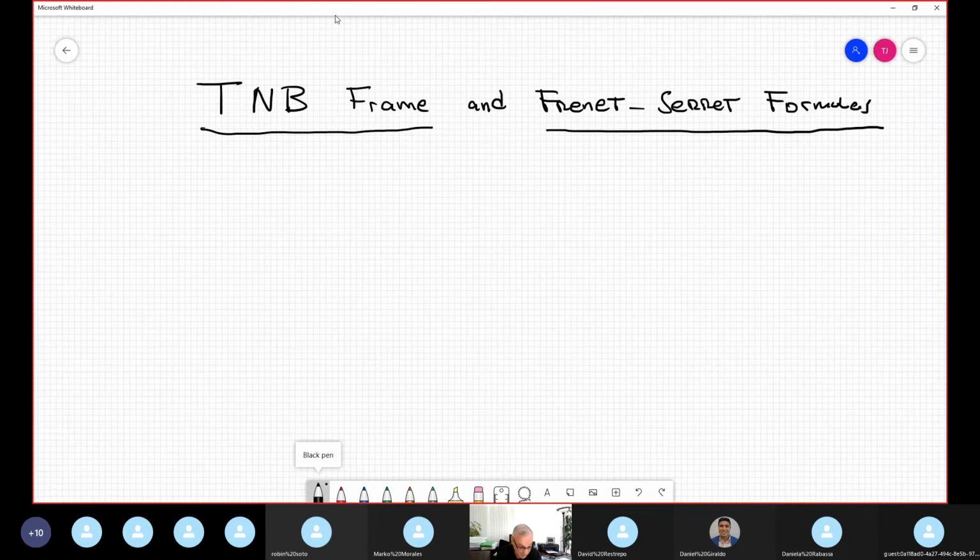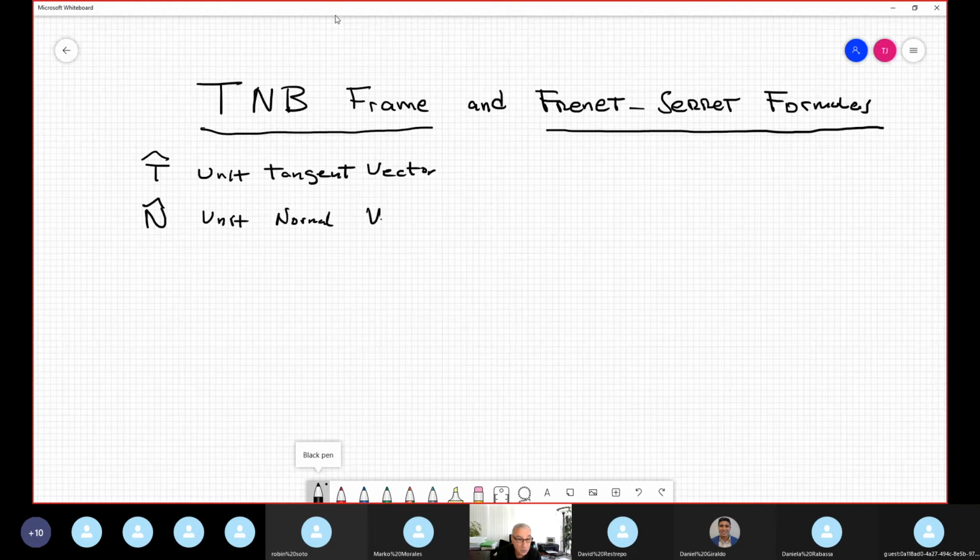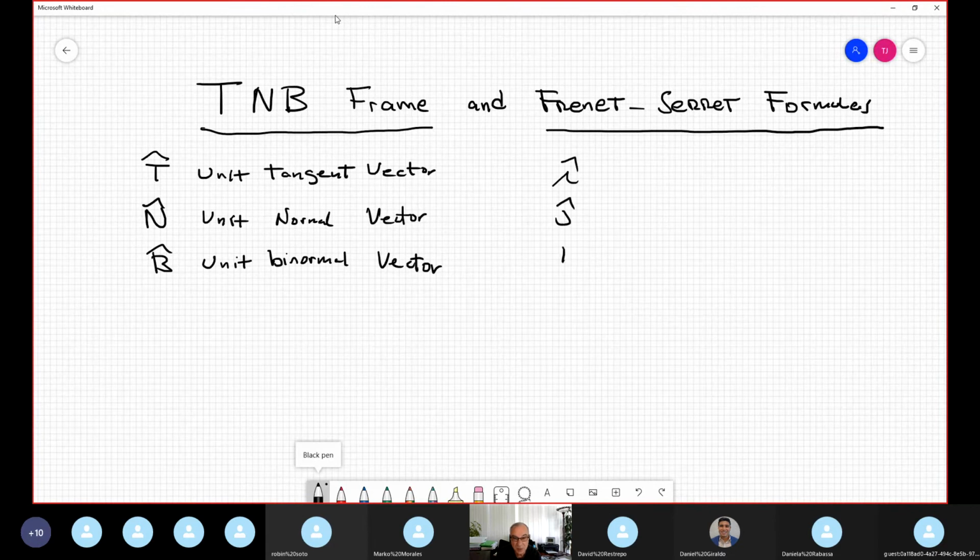These are 3 vectors. T is called the unit tangent vector. N is the unit normal vector. And B is the unit binormal vector. And this is similar to the famous i, j, k that you know before. Remember, this is an orthonormal basis. This is also an orthonormal basis, but the only difference is that the i, j, k orthonormal basis is static. It's not moving. And this one is moving along the curve.